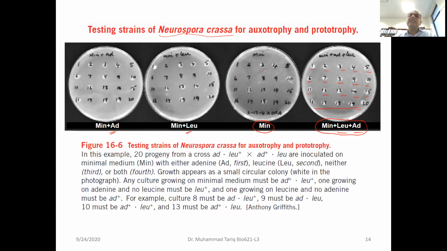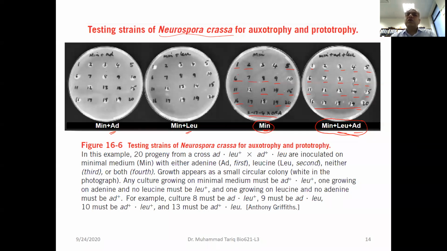Now, this is the result of stamping. You came with the stamp and you spotted it here, then there, then there. But this is minimal media where both leucine and adenine are missing. And you can see 1, 2, 5, 6, 7, 8, 9, 11, 13, 14, 15, 16, 17, 19, 20, and all of them are mutants, because they are mutants in either leucine or adenine or both.